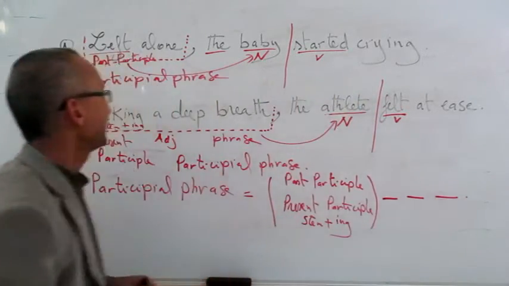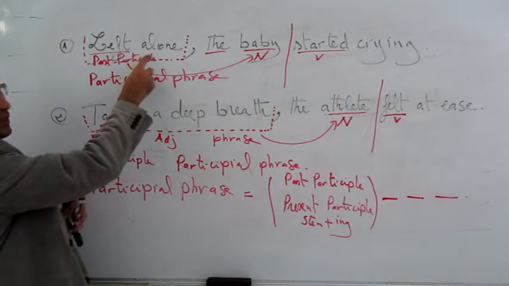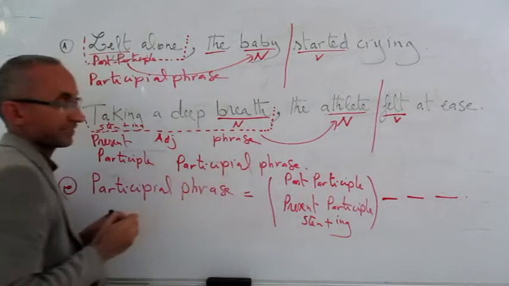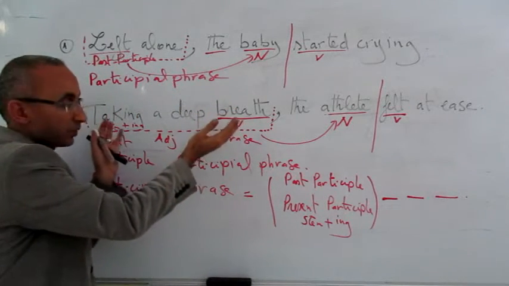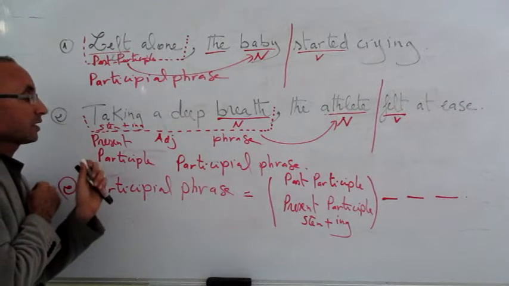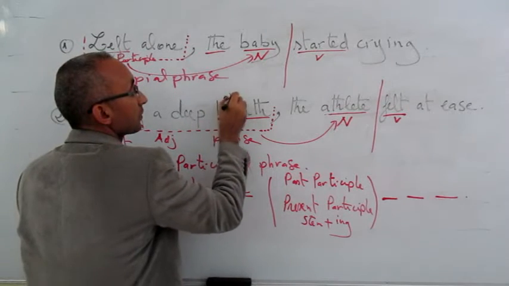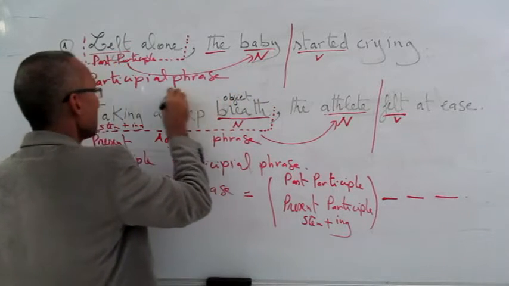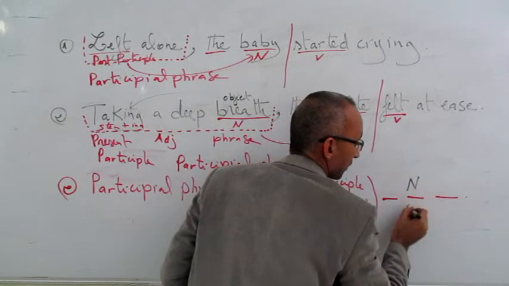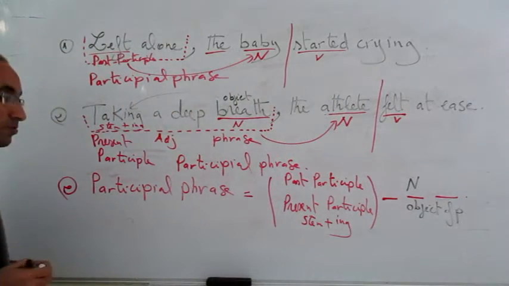And here also, in case we have a noun after these participles, here is no noun, only an adjective. Here we have a noun, which is breath. Now this noun, which comes within the participial phrase and comes after the participle, past or present, is called the object of the participle. Clear? Here, for example, we write now: object of the participle, either past or present.